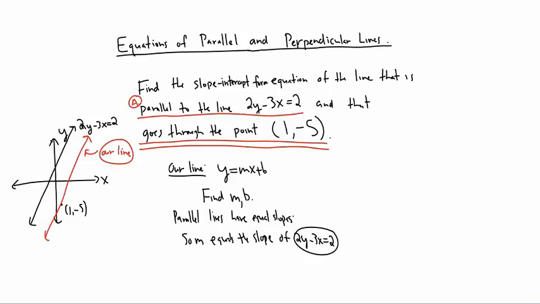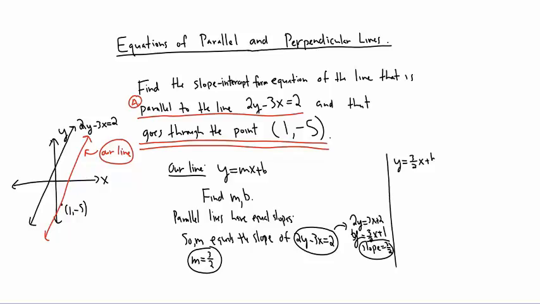So what is the slope of this line? Let's put it in slope-intercept form. We see that this line has slope equal to 3/2. So in our equation, the equation for our line, we know that m is 3/2.